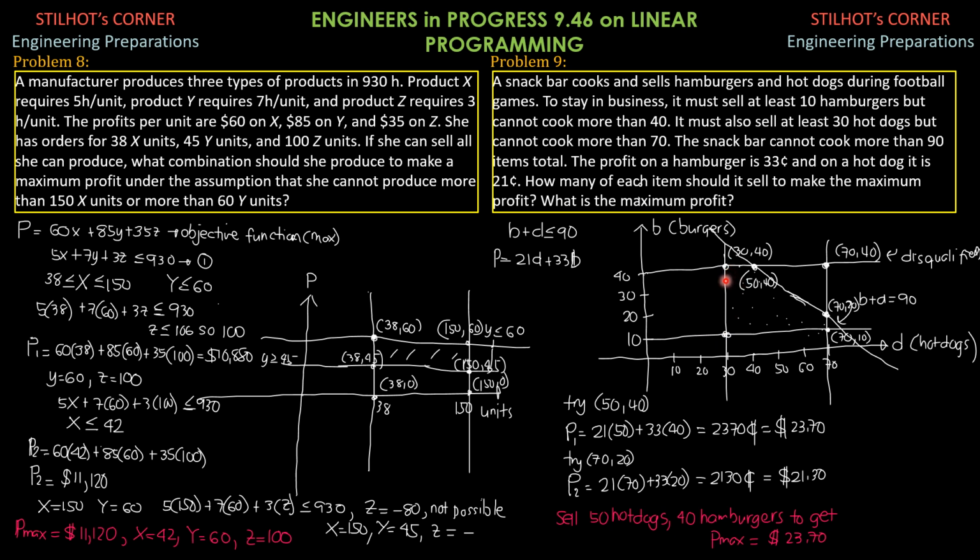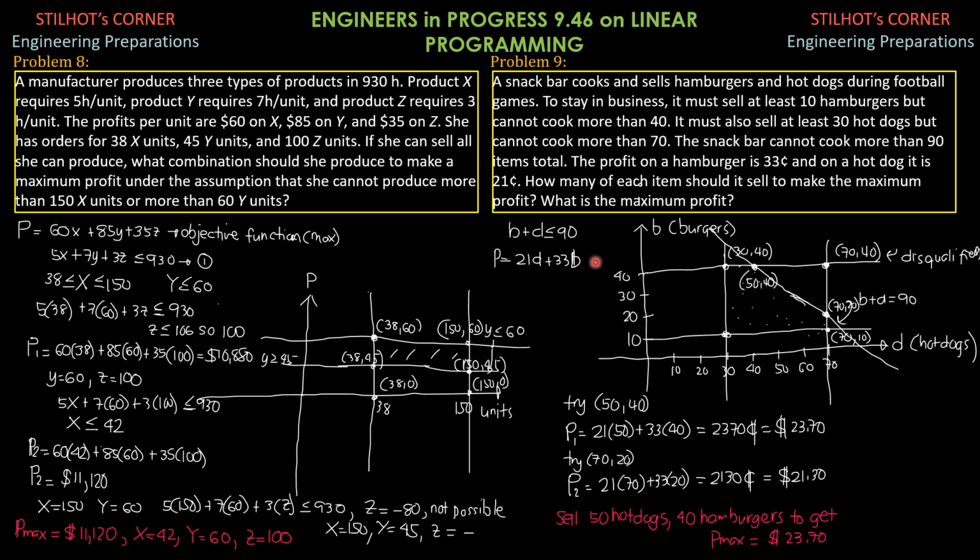So next, this point is at hot dogs 30 and burgers 40. And this one is hot dogs 70, burgers 10. And that one is hot dogs 70, burgers 40, but this is out of the region because of the constraint here. 70 plus 40 is already 110, so it is outside this constraint. So that cannot be possible.